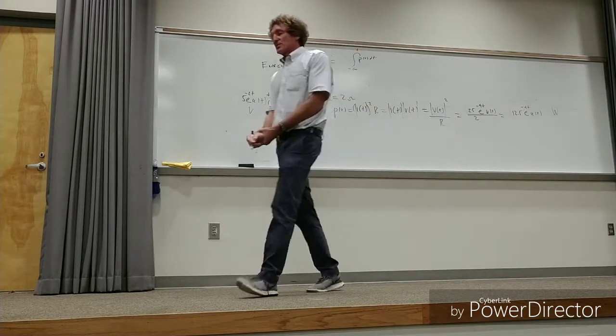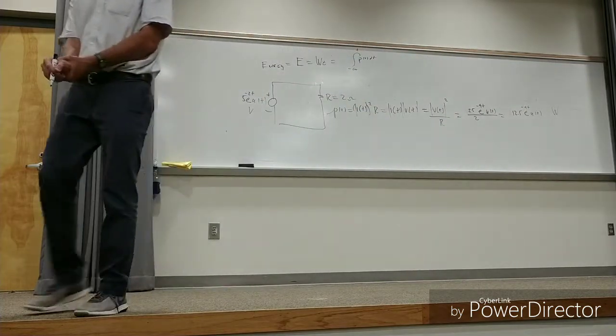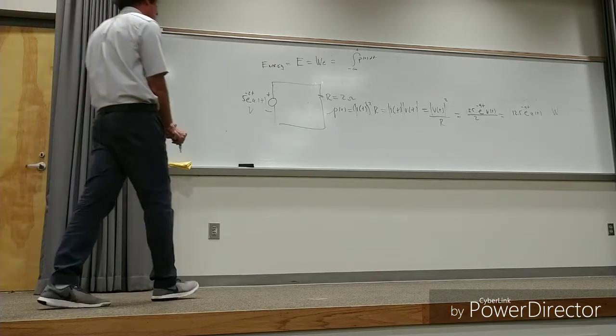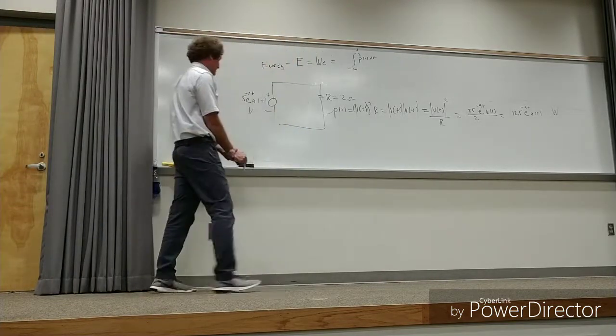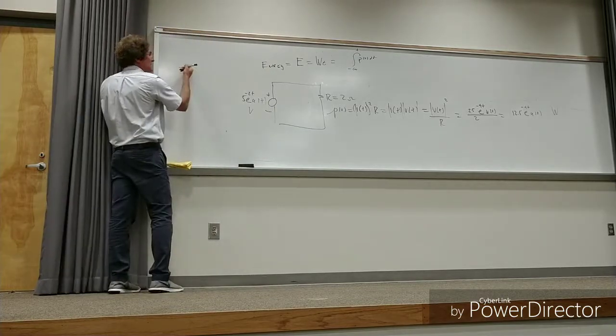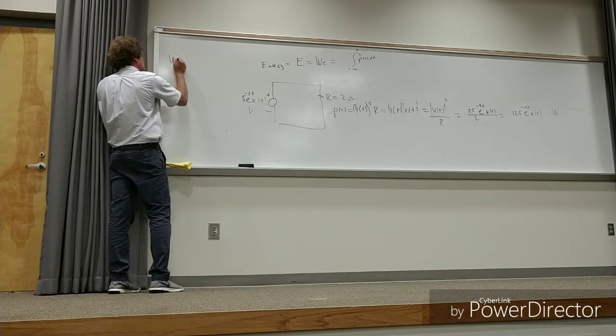Now, how much energy would be absorbed or dissipated by that resistor for all time? If we allowed this event to go on forever, how much would be dissipated? What would we have to do? To calculate the energy, what would we do? Class?